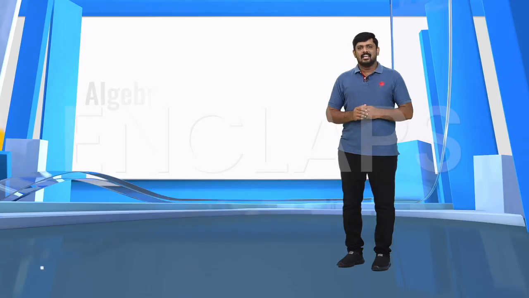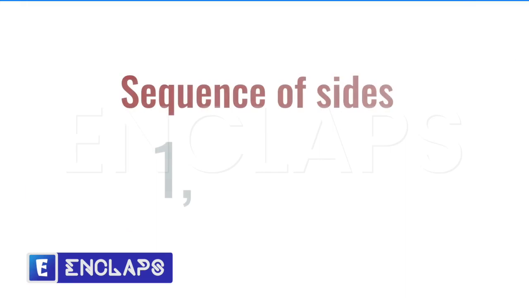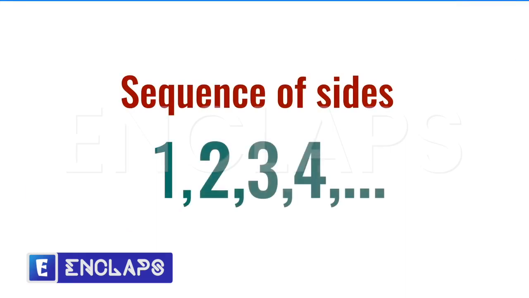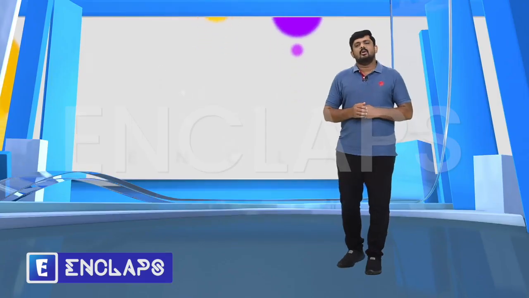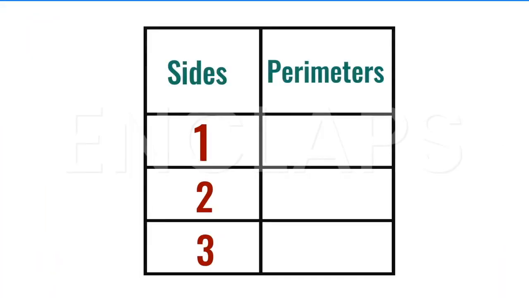Hello. Let us consider squares having sides 1 cm, 2 cm and 3 cm. The sides of the squares form the sequence of counting numbers. Now the perimeter of a square is the sum of its sides, right? The perimeters of the squares will form another sequence, that is 4, 8, 12.